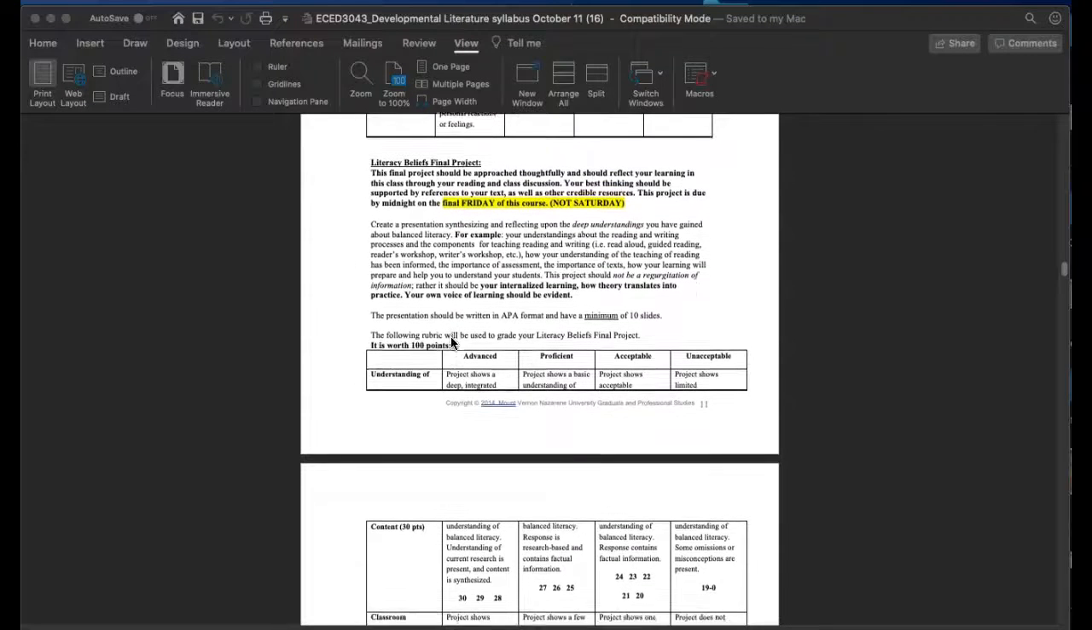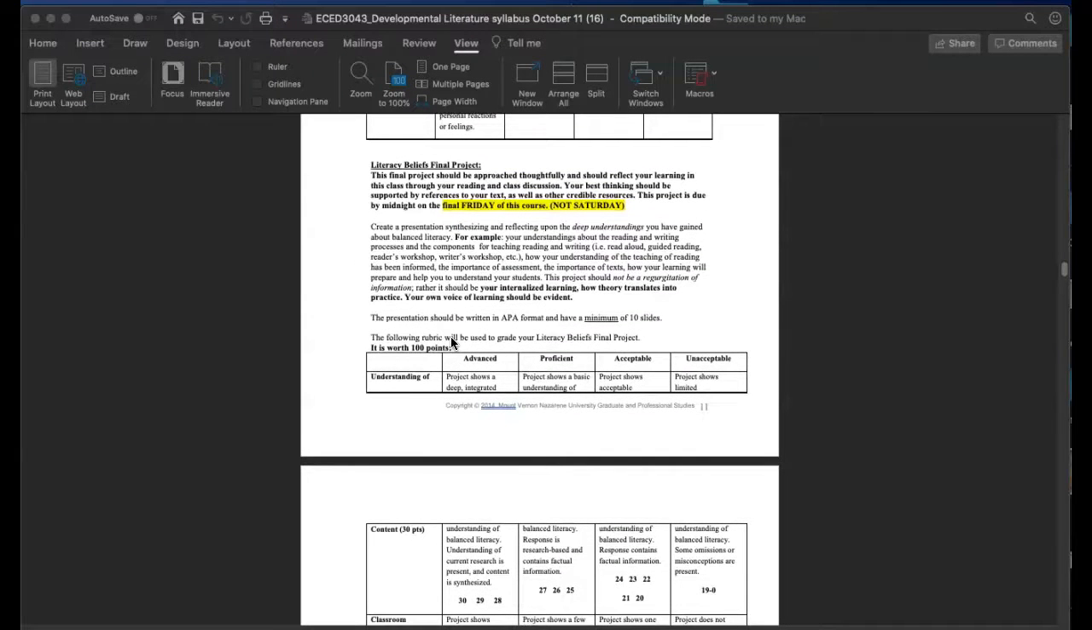Literacy Beliefs Project, which is due week 8. I'm going to talk about this in a video separately that should be coming later after this one is posted.